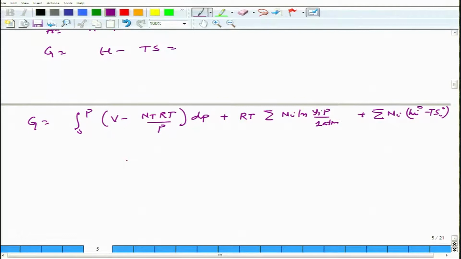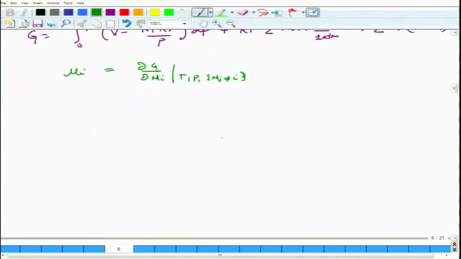Now, this expression you can make use of in order to calculate the chemical potential. So, what is the chemical potential? Of course, chemical potential is the partial molar derivative of Gibbs free energy. So, I am going to define here del G by del Ni at T, P, and all other Nj's constant. Now, we can evaluate this expression further.